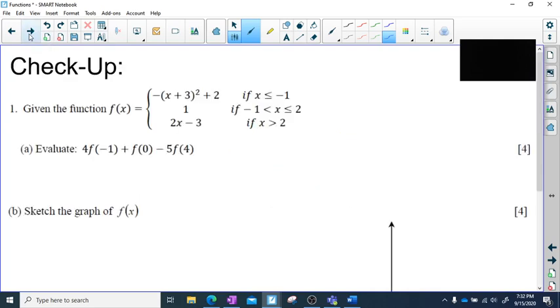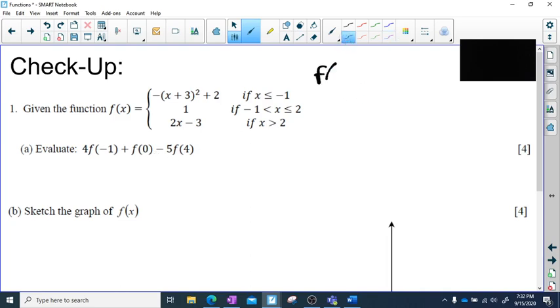All right, I've got one more I think we'll look at. So let's look at this one. So this one has some function evaluation down here. So it wants us to do 4 times f at negative 1 plus f at 0 take away 5 multiplied by the value of f at 4. I'm going to do these 3 calculations just over here to the side so you can see them.